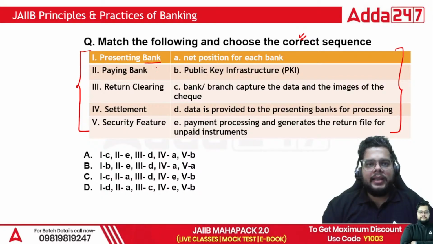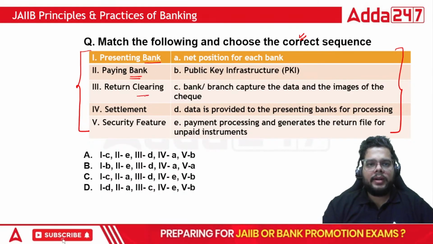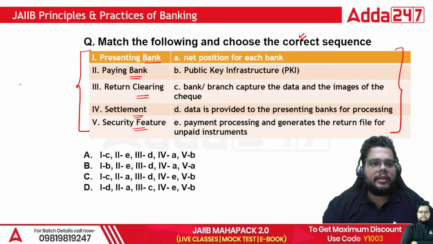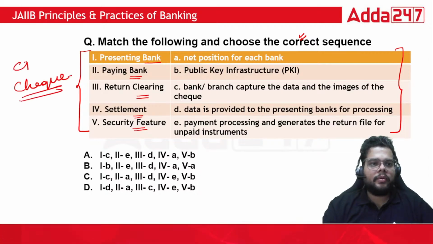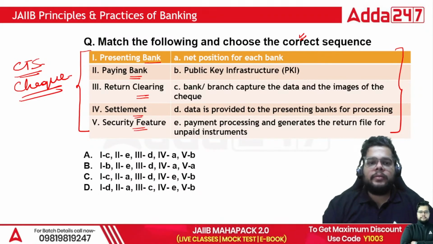So what will the presenting bank be doing? What will the paying bank be doing? Returning, clearing, settlement or security feature in terms of cheque. Because in the last lecture we talked about the CTS system, which involves cheque clearing only. So how will the correct sequence look for this particular question?